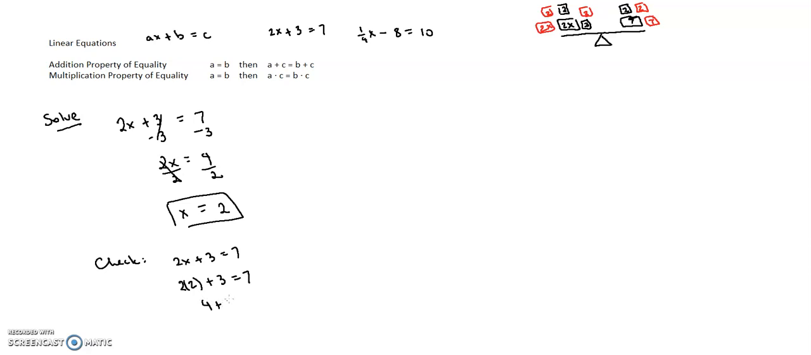And that way I can check it. I get 4 plus 3 equals 7. Indeed, 7 is equal to 7. So that does check. That is the correct answer. If I got something else like 6 equals 7, then I know that answer was wrong and I have to go back and fix it.